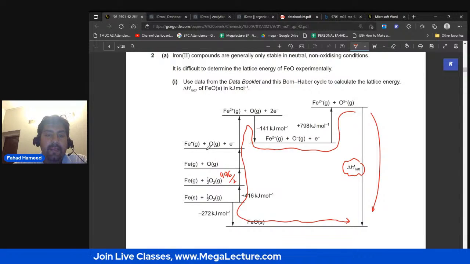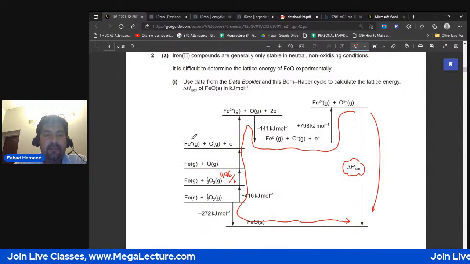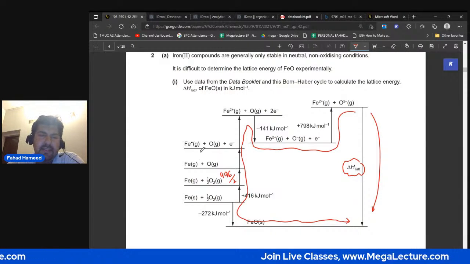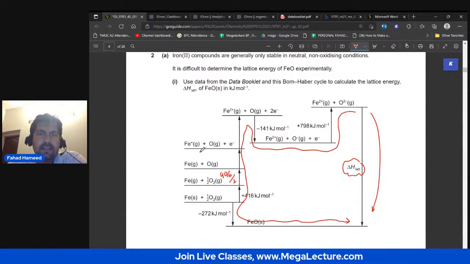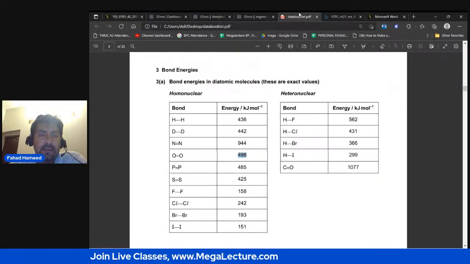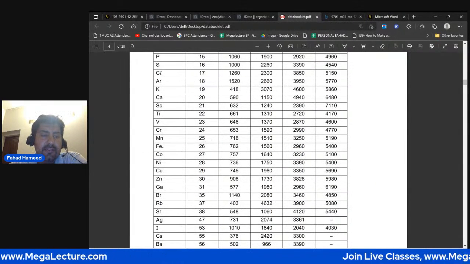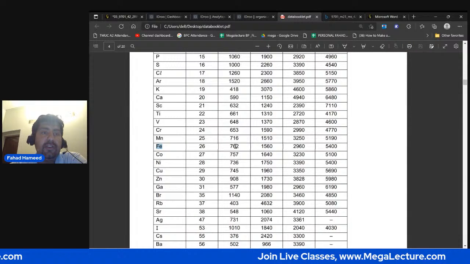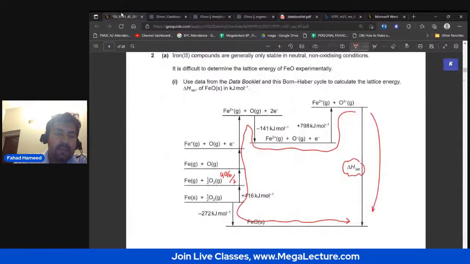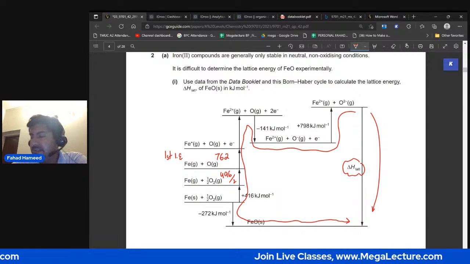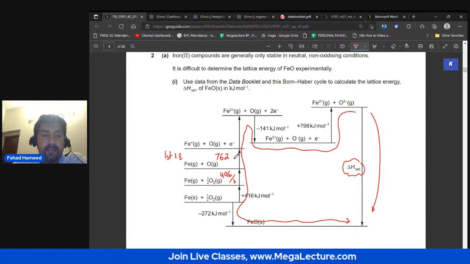Then you've got Fe getting ionized, Fe turning into Fe plus one in this step. It just lost an electron. The ionization energies are given over here for different elements. So for Fe, the first one is 762. This is the first ionization energy, and I've written that as well.